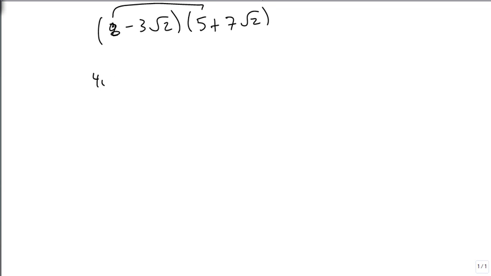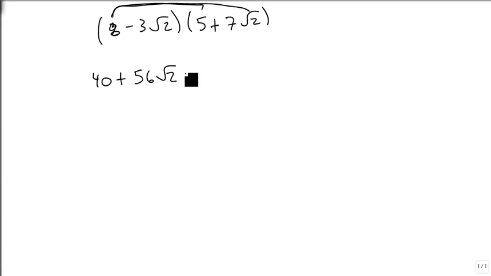Well, sometimes we need to FOIL. And so what if we have 8 minus 3 square roots of 2 times 5 plus 7 square roots of 2. And so we just FOIL like we always have. First, 8 times 5 is 40. Outside, 8 times positive 7 root 2. 8 times 7 is 56 square roots of 2.